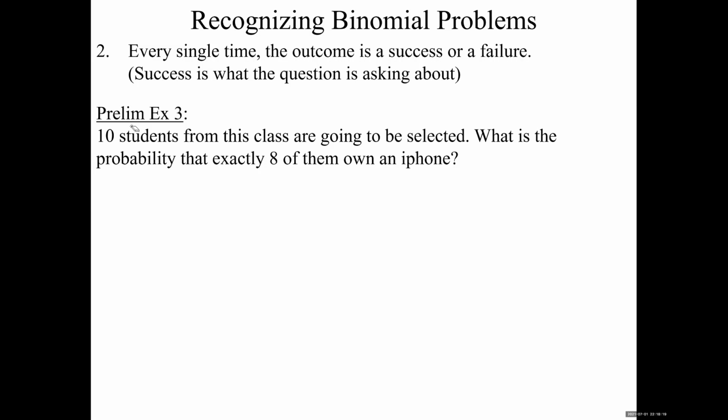Every single time. So since I'm doing something 10 times, I'm going to get 10 successes and failures. But every single time I do whatever I'm doing, I end up with either a success or a failure. A success is what they ask about. So in this case, owning an iPhone, that's a success. And that's why it's called binomial. Bi means two, meaning every single time you do it, there's only one of two results, success or failure. Is everybody with me so far?